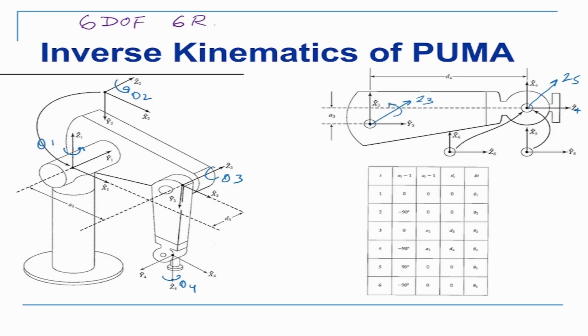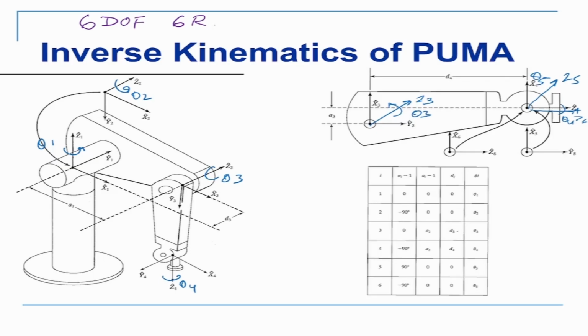This was my theta 3. Then this is my theta 5. This is theta 4. And theta 6 is also on this side, Z6. So based on the convention of DH parameters, we can make the DH parameter table.